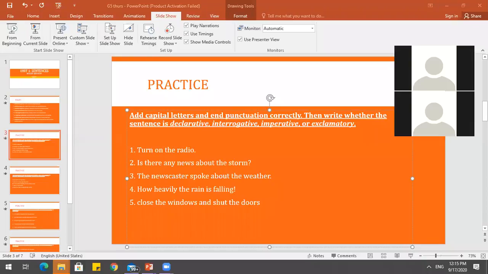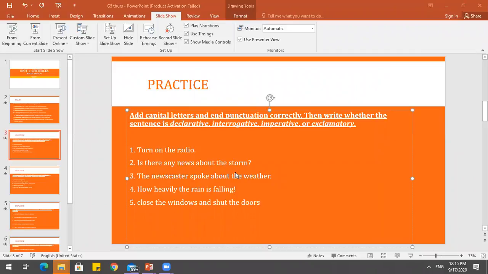All right. The same people are raising their hands. I've called on everyone, I guess. So if no one else wants to raise their hand, we'll go again. Shlok, are you here now? Okay. It's not. Omar, can you answer number 5? Yes, miss. Close the windows and shut the doors. The C will be capital.